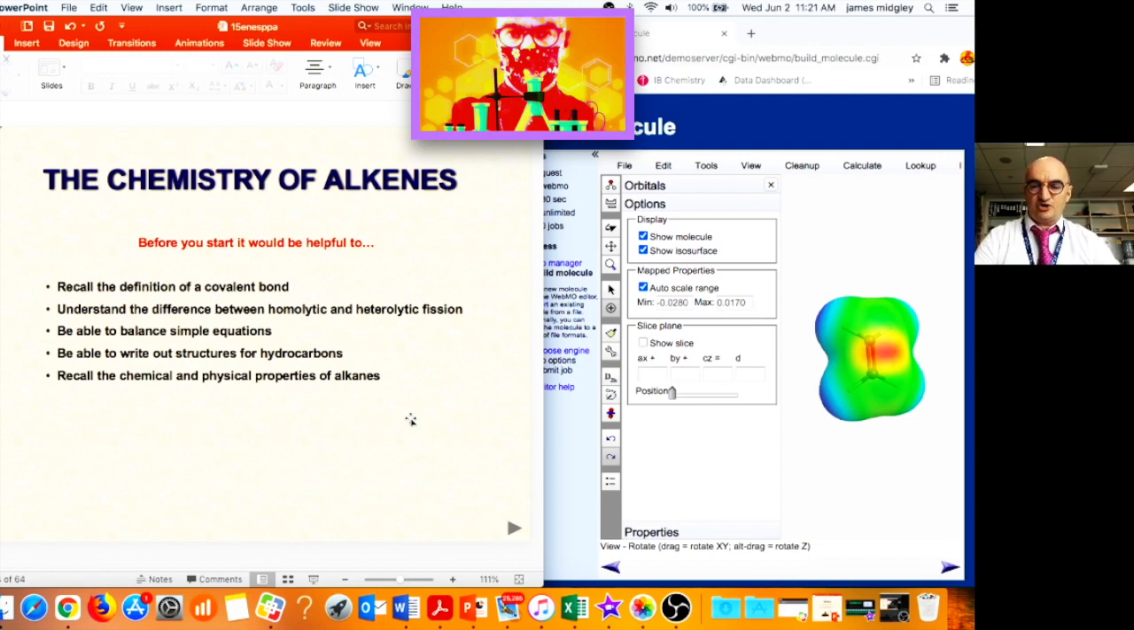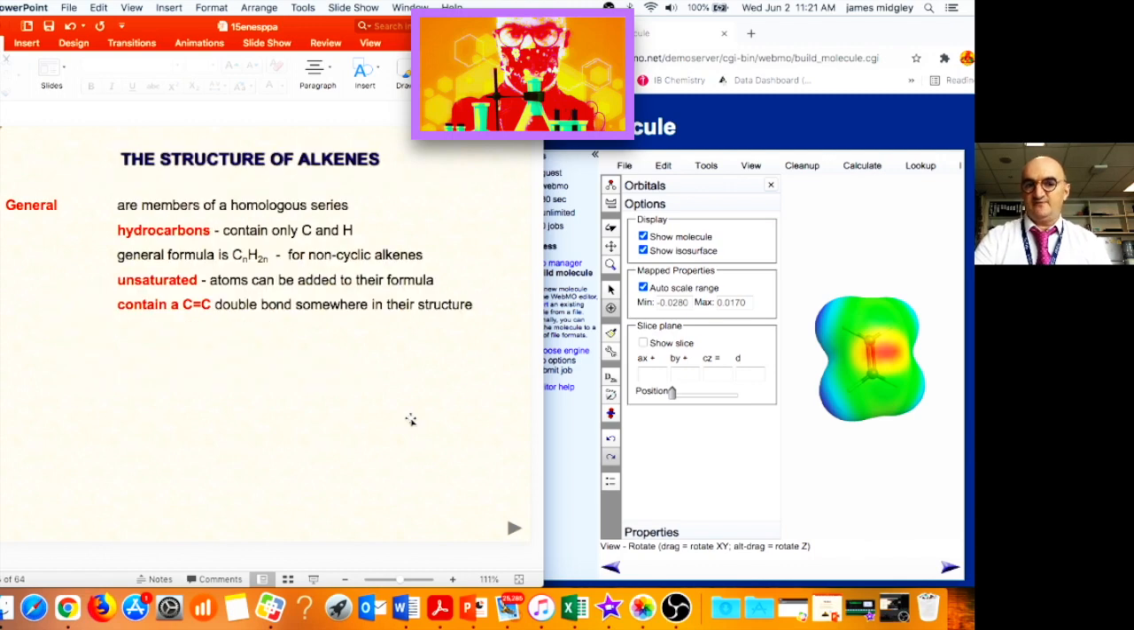Write simple structures for hydrocarbons, and some branched structures as well, but still quite simple. And then look at the gradation in physical properties as you would expect with any homologous series as we work through this video. So they are members of a homologous series. A homologous series, remember, if it asks you to define this, differs by 1 CH2 unit. Hydrocarbons contain only carbon and hydrogen. You must say only to get the mark.